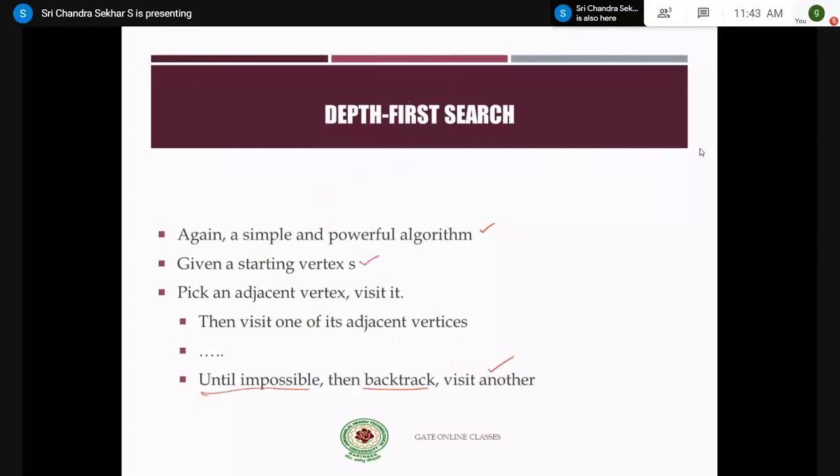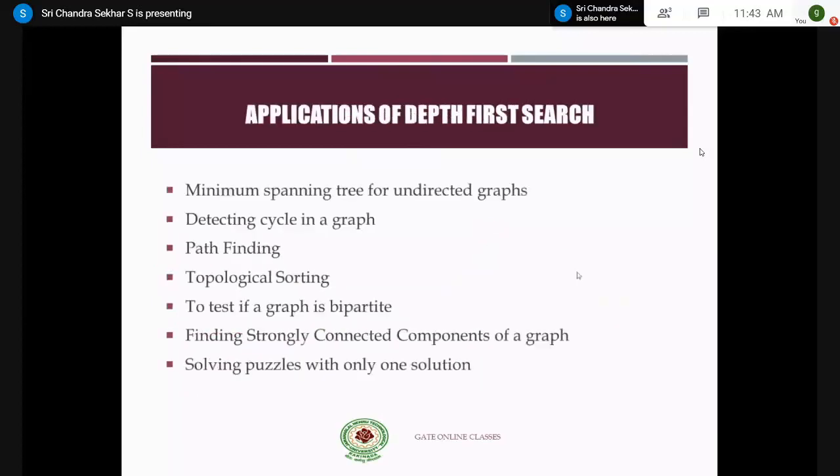You start with vertex S, pick an adjacent vertex, and visit it. You take one vertex and visit it, and then visit one of its adjacent vertices. That means if you visit X, then you visit an adjacent vertex of X, and like that you continue. This continues until it is not possible to visit adjacent vertices, and then you backtrack and visit another node. Here you make use of a data structure called a stack, which is a very important concept. So in BFS we made use of queues, but in DFS we will make use of stacks.